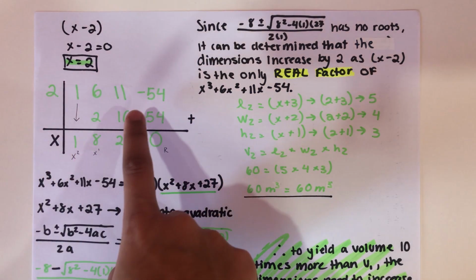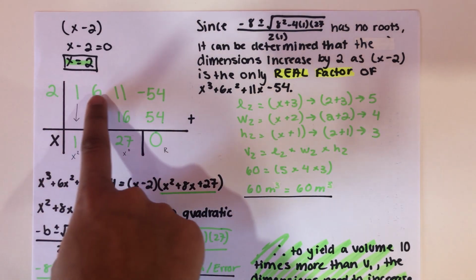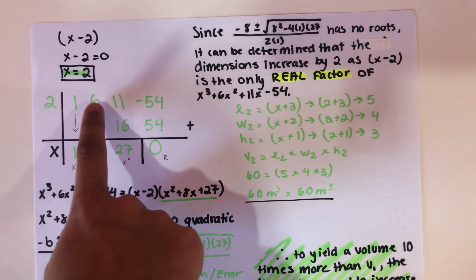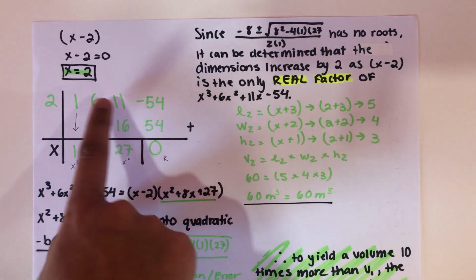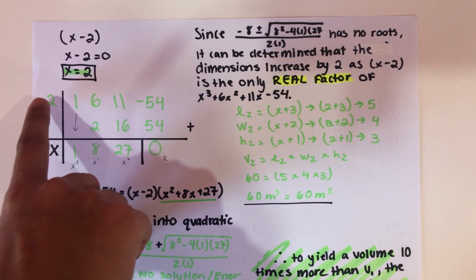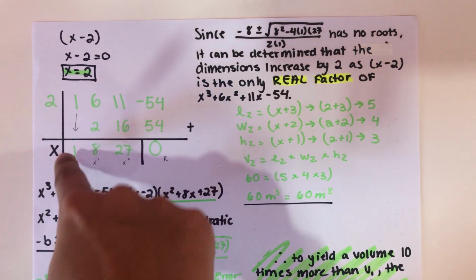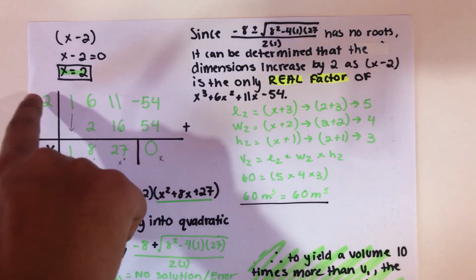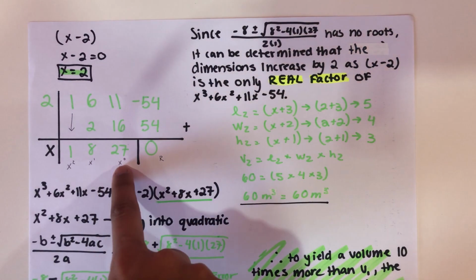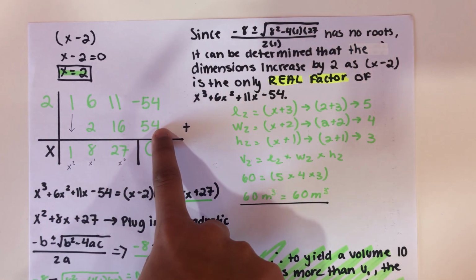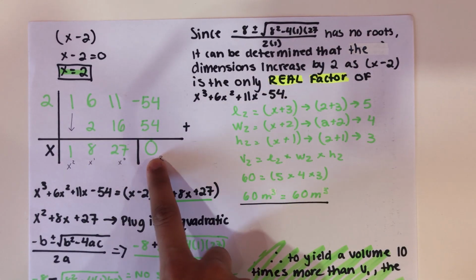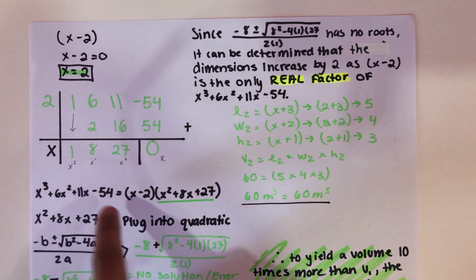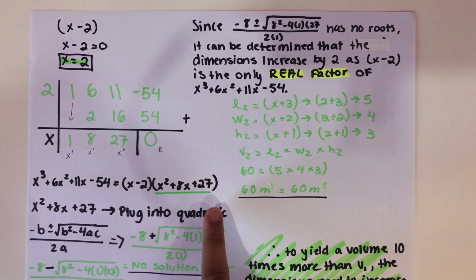Now we're going to perform synthetic division. So we're going to take all the coefficients of the original polynomial, which are 1, 6, 11, negative 54, and we're going to divide by 2, okay? So we bring the 1 down, multiply that by 2, we get 2. 6 plus 2 is 8, 8 times 2 is 16, 11 plus 16 is 27, 27 times 2 is 54. And so we get a remainder of 0, 27 as our constant term, 8 as our degree 1 term, and 1 as our degree 2 term.